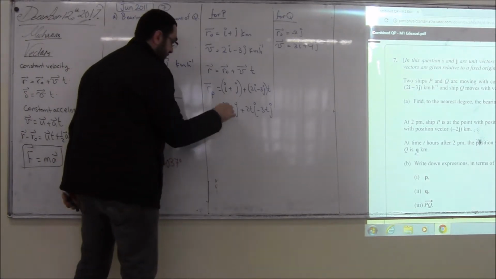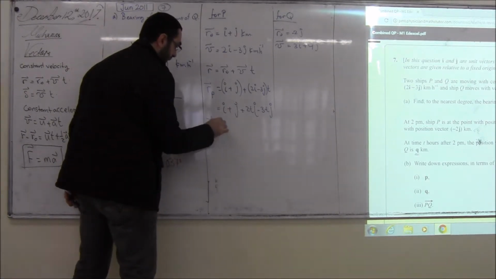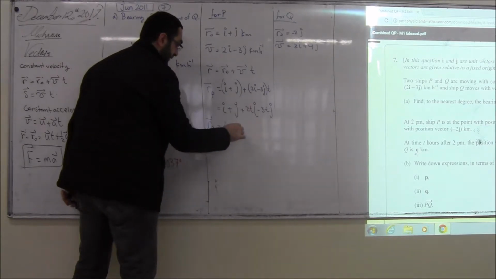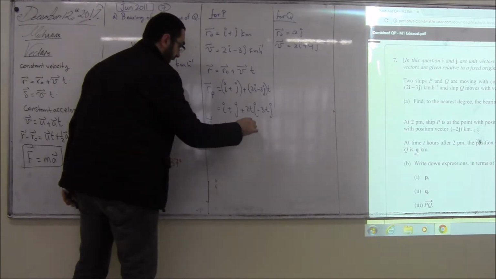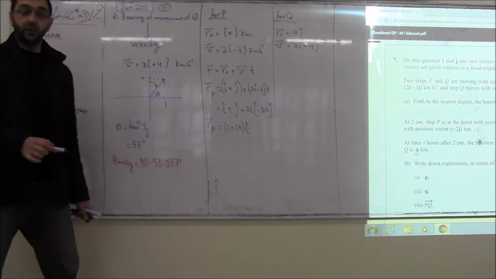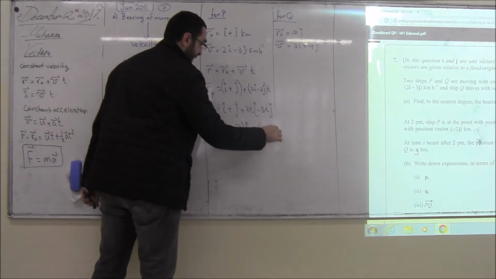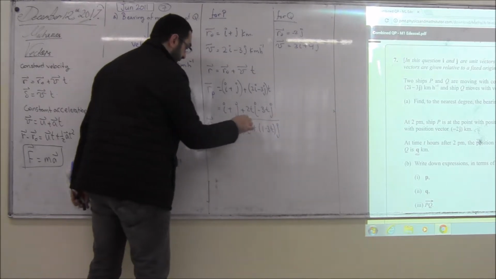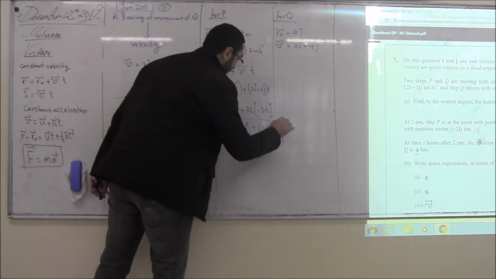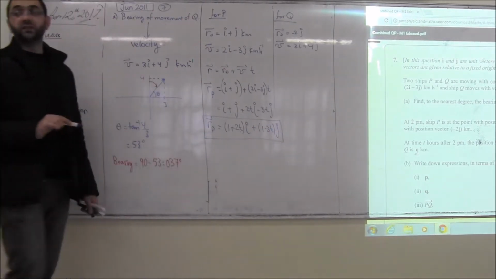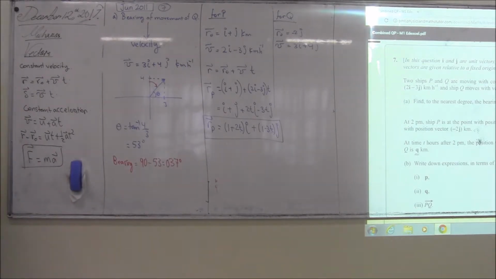Then I will rearrange this to have (1 plus 2t) i plus (1 minus 3t) j. This is the final position of P in terms of t.